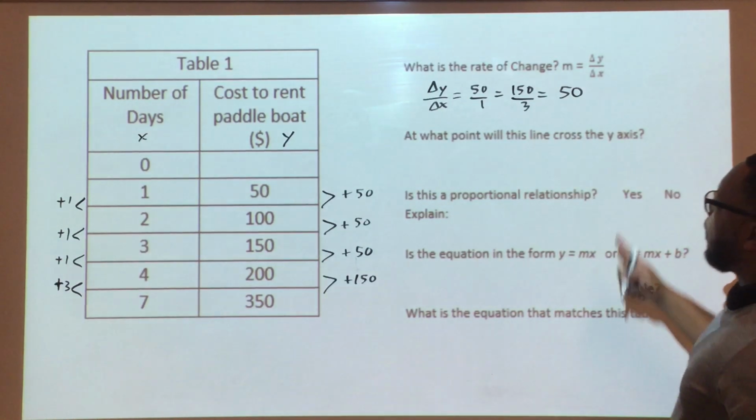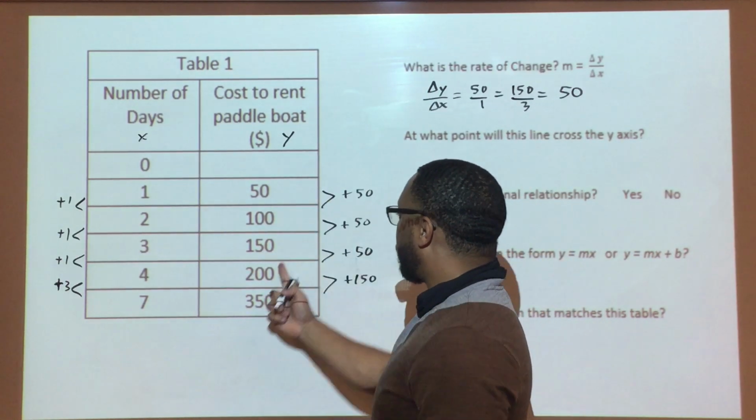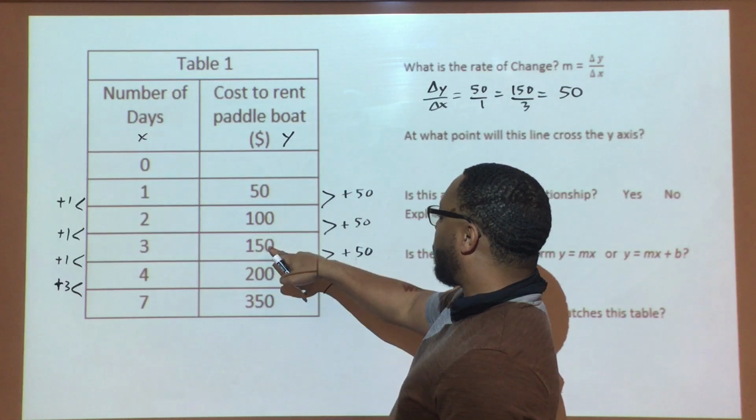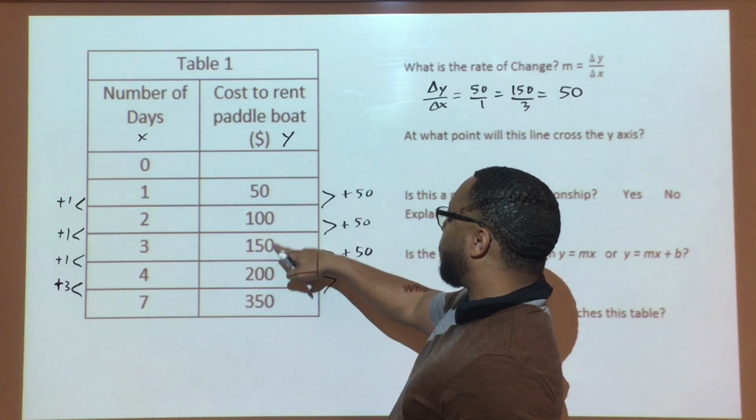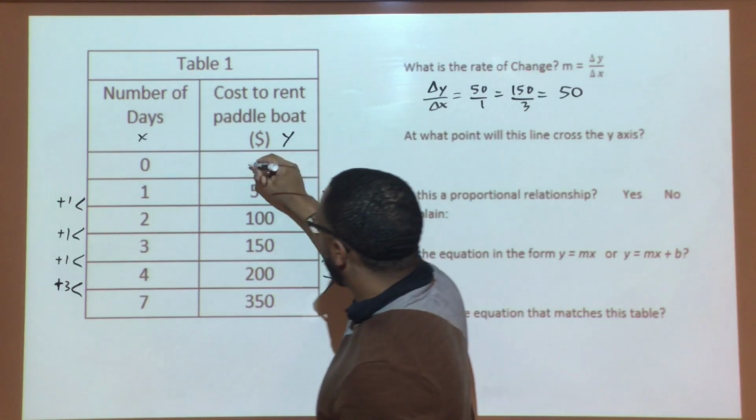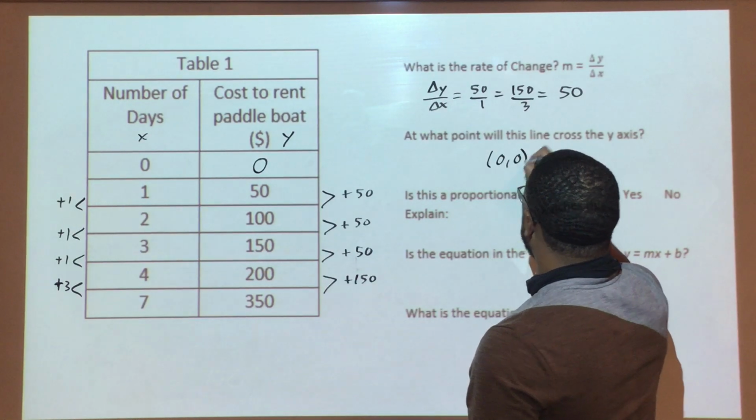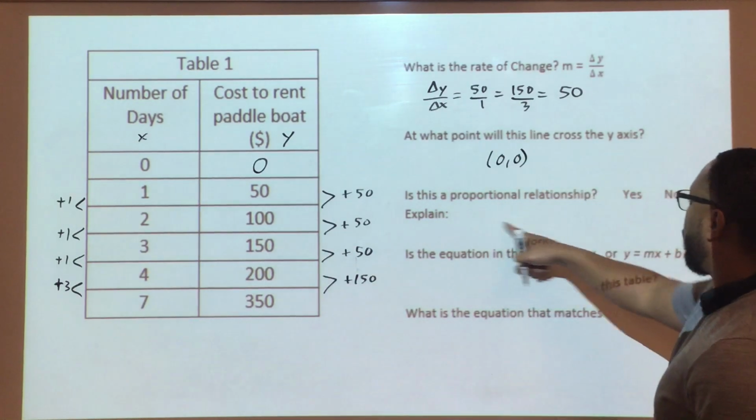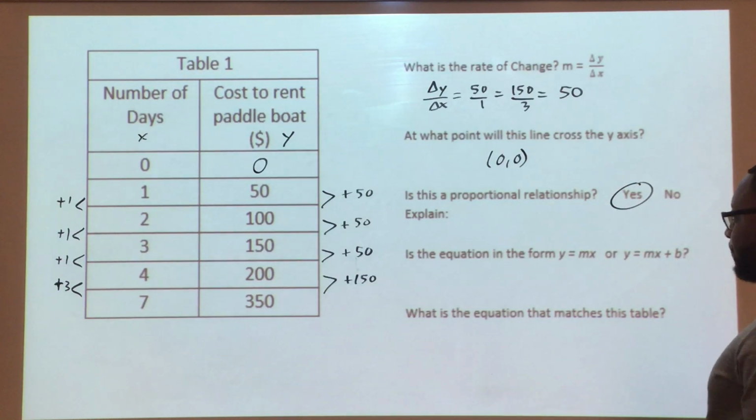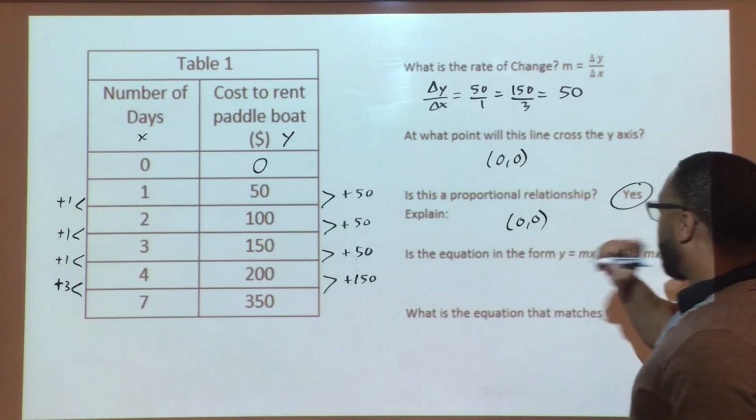At what point will this line cross the y-axis? Let's look at the pattern. It's increasing by 50. So if I go backwards, I'm decreasing by 50. 200 minus 50, 150. 150 minus 50, 100. 100 minus 50 is 50. 50 minus 50 is 0. So this line is going to cross the y-axis at 0, 0. Is it proportional? 0, 0 means yes, I am proportional. And they said explain, that's my explanation.